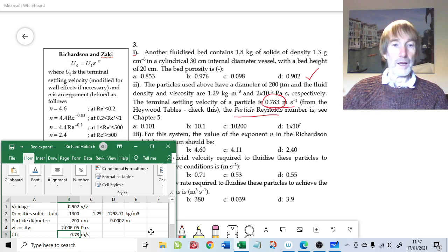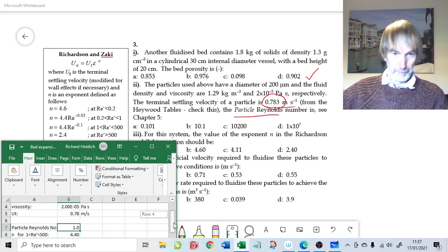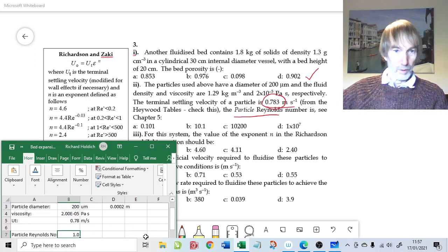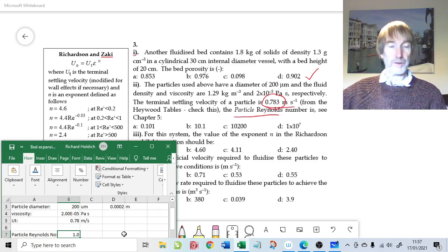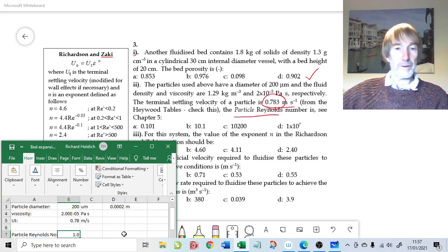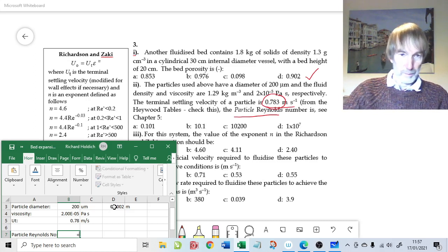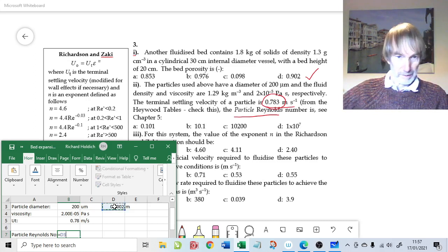So the question is, how do we calculate the particle Reynolds number? There's a placeholder here. It's not a value of 1. So all Reynolds numbers are a ratio of inertial to viscous forces. The particle Reynolds number is particle diameter. That's our characteristic linear dimension. So let's put the real value of particle Reynolds number in here. So that's our diameter.